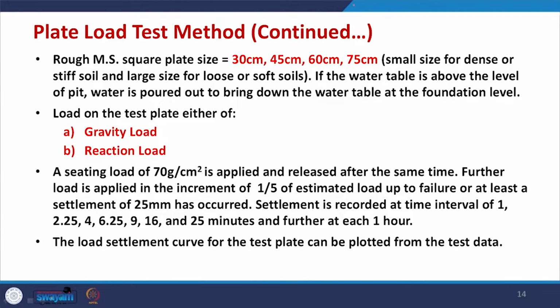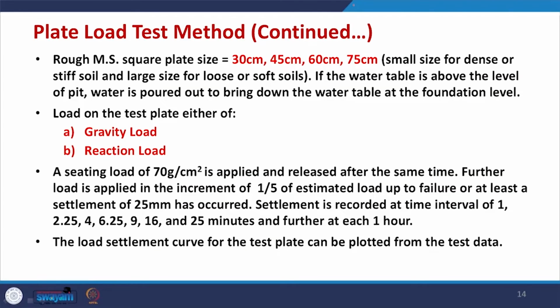Let us discuss in brief the salient features of this plate load test. As we already discussed, a square plate of mild steel is used. A small size is used for dense soil, while a large size is used for loose or soft soils. If the water table is above the level of the pit, water is poured out to bring down the water table at the foundation level. So, it is important that water needs to be drained out, and the water table needs to be lowered.